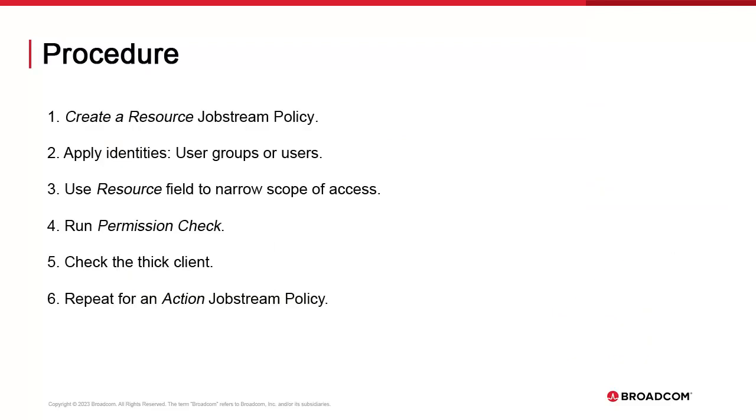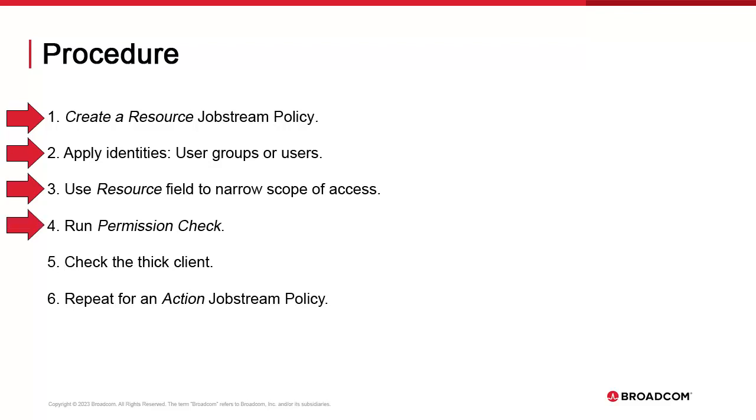Let's outline the procedure. We need 2 job stream access policies. One resource policy is needed to determine the job streams Chris has access to. We'll access the job stream templates, clone the appropriate policy, and enable it. Then we'll add the identity, namely the Ops Manager group, to the policy. We'll use the resource field to narrow the scope of access to the Ops job streams to make sure all other objects are off limits.